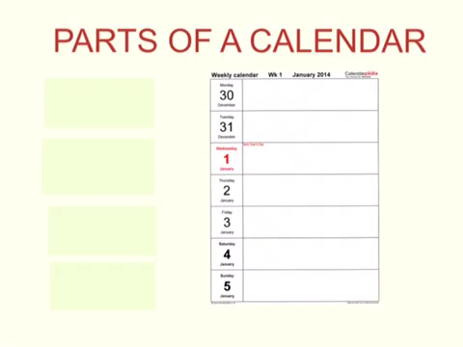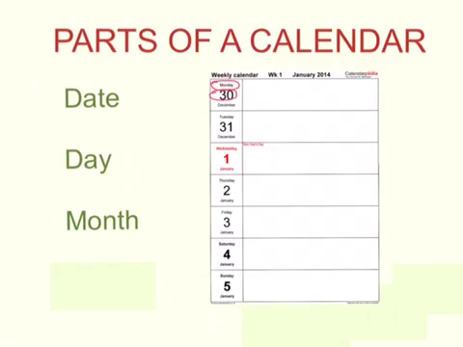Okay, let's have a look at the parts of a calendar when we're looking at just a weekly calendar. The date. Does it still have the date? It certainly does. There it is there. The 30. Remember, the date is the number. So we don't say, the 30. We say the 30th. Does it have the day? Let's have a look. Yes, it does there. Monday. All right.